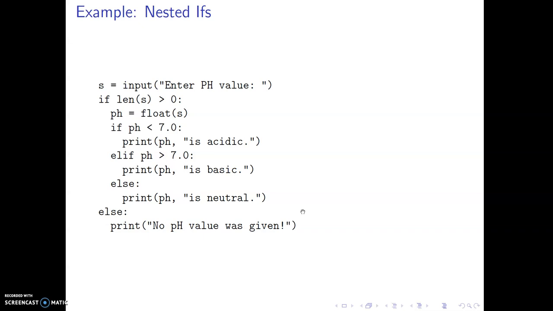Here's another example of nested if statements. Okay, enter your pH value. I actually have code written up for this that I can give you. If the length of s is bigger than 0, meaning something was entered, then we change it to a floating point and then we make a determination based upon this. Else, no pH value was given is returned.